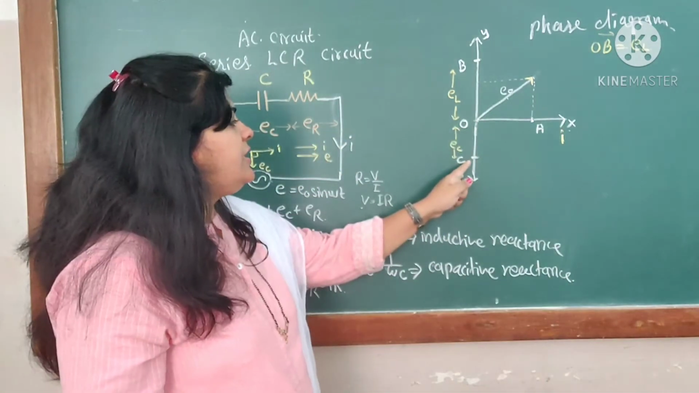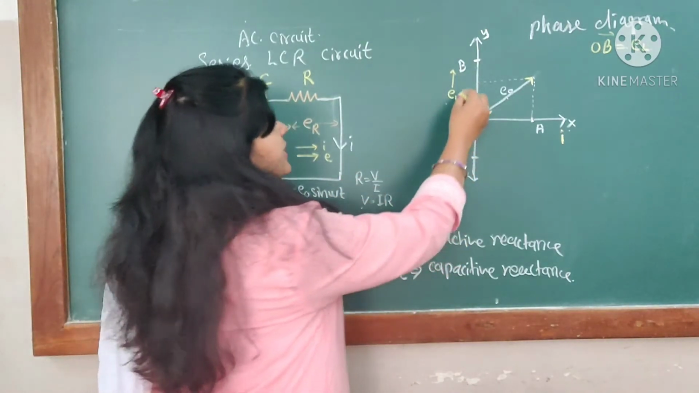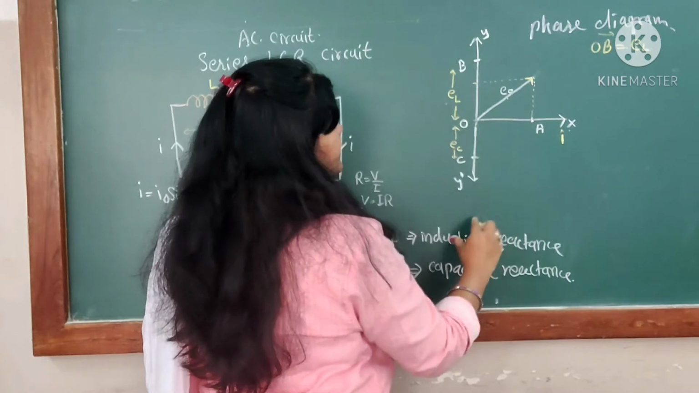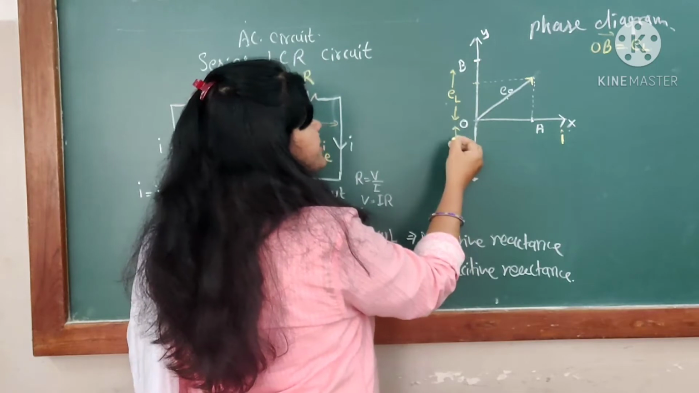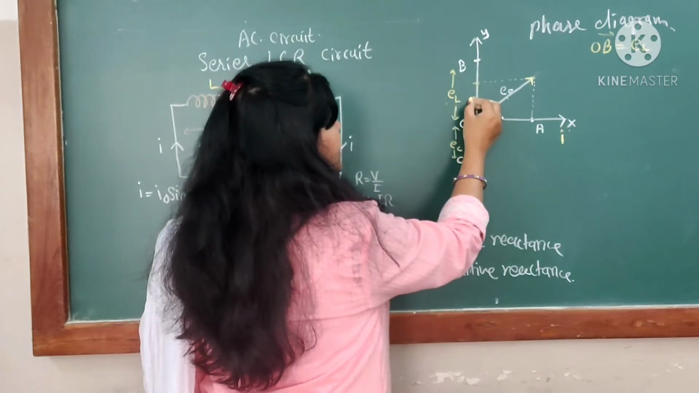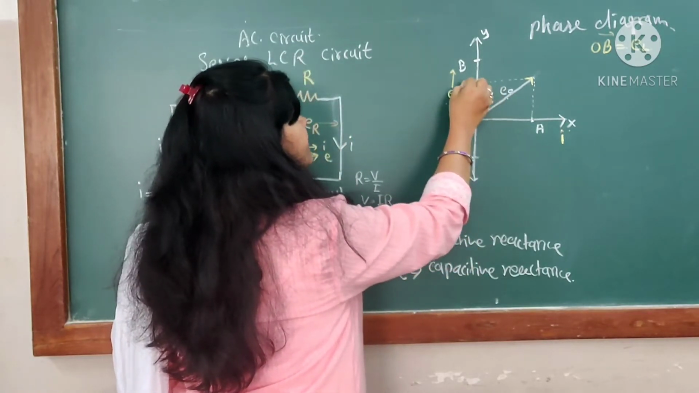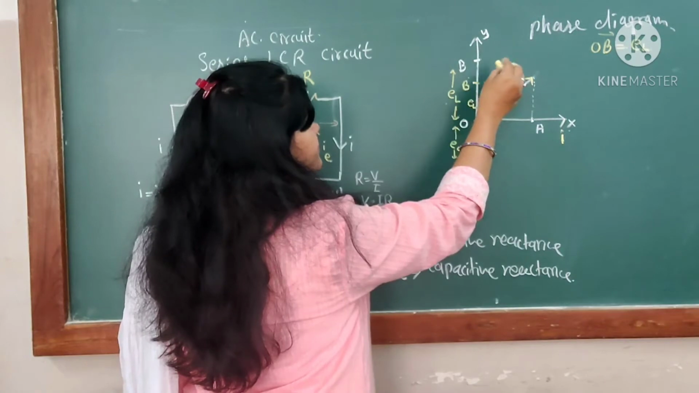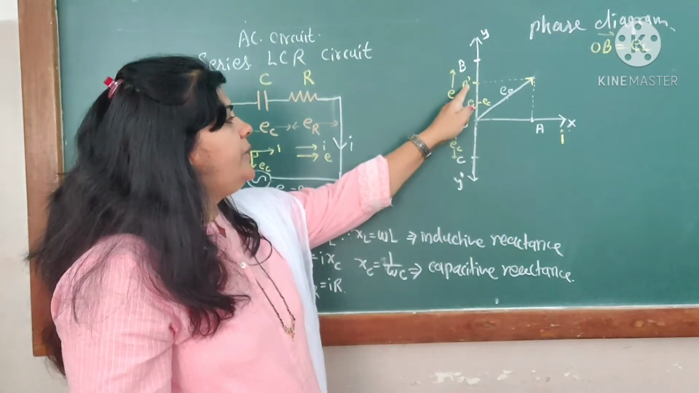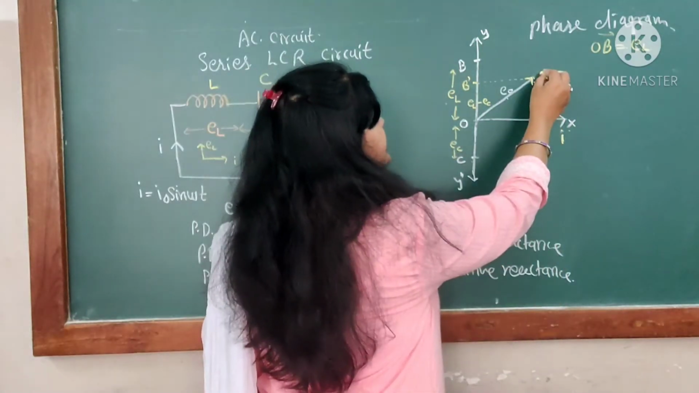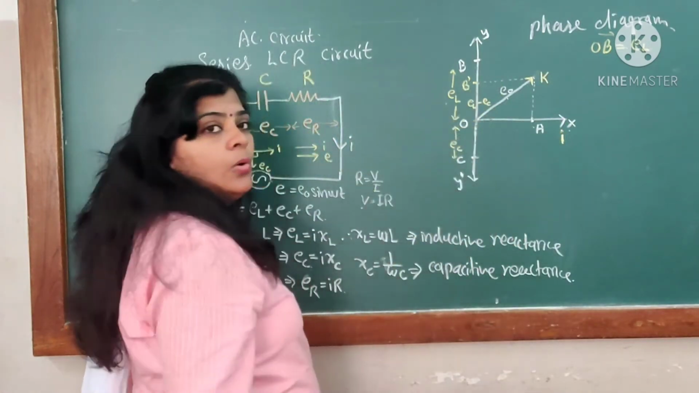OC represents the EC, OB represents the EL. These two are equal. If it is considered for this y-axis only, then this vector becomes a minus sign of it, and it becomes EL minus EC. Here I will write this as OB dash, and here I will consider a point K. Then AK is equal to OB dash.